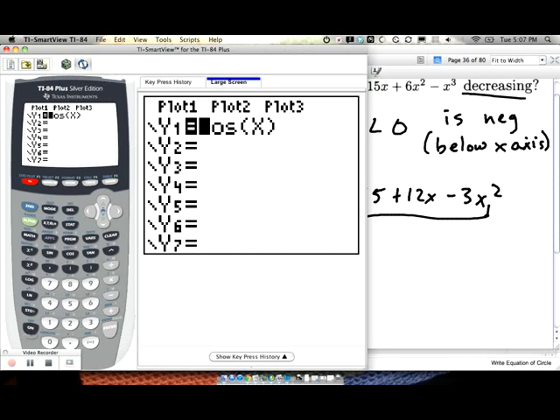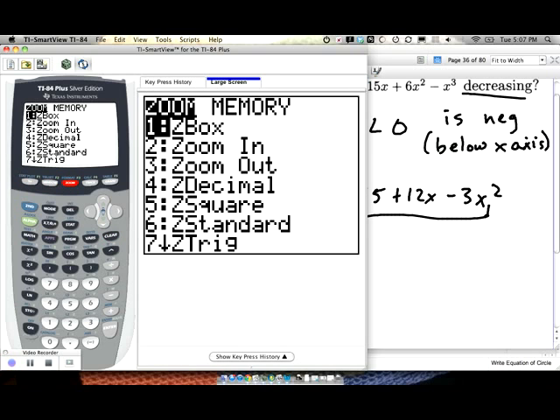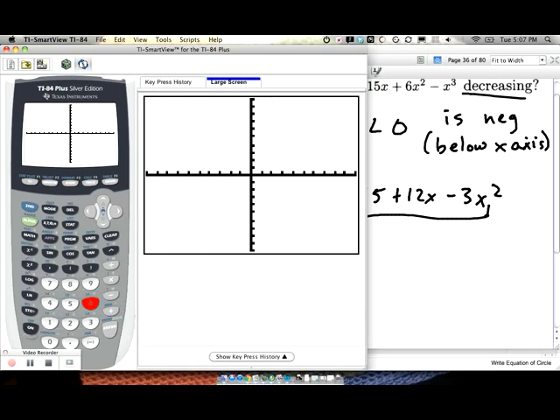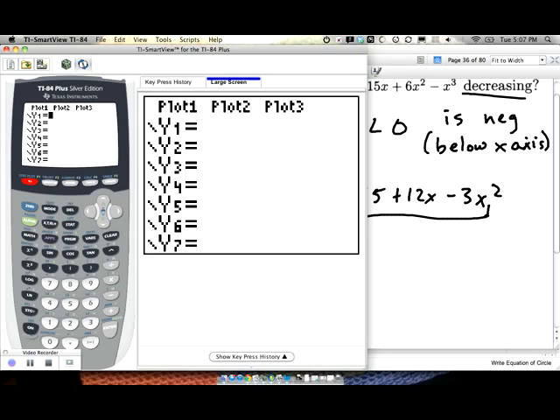So we have a new function here. We're going to change our window. Zoom, standard, y equals, and then we have 15 plus 12x minus 3x squared. So easy.